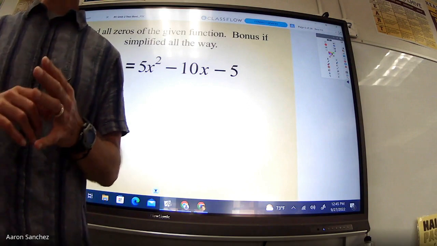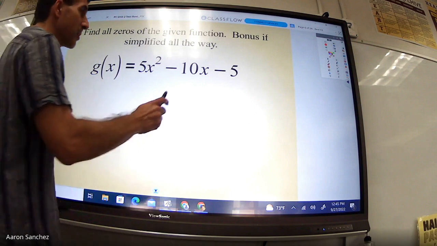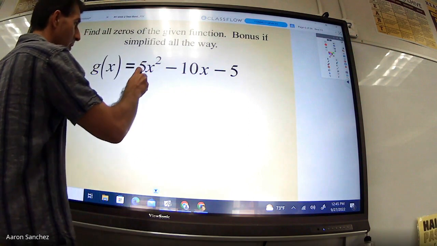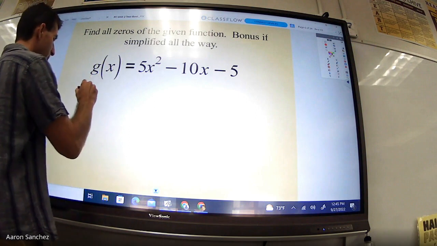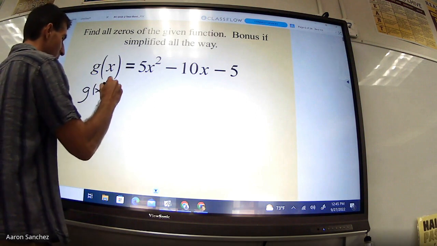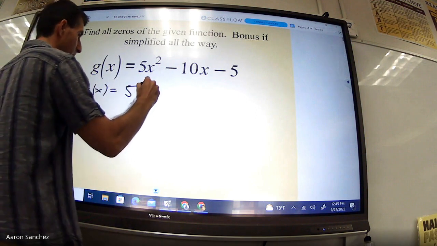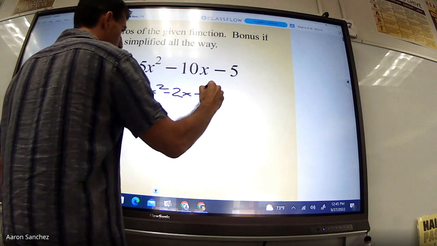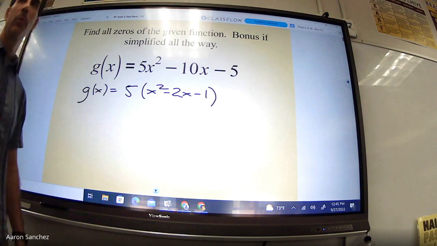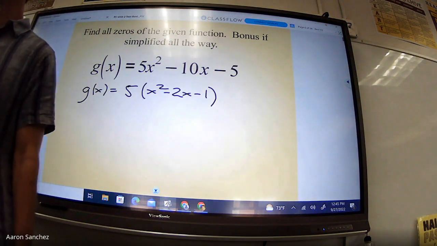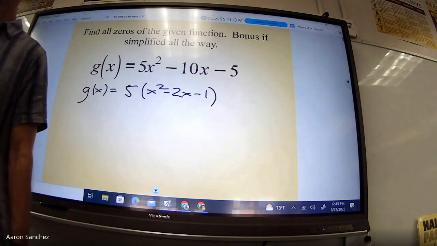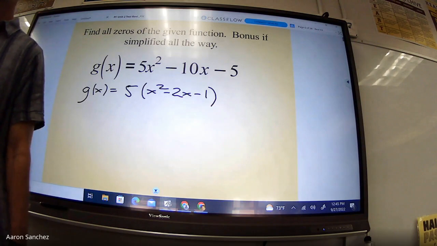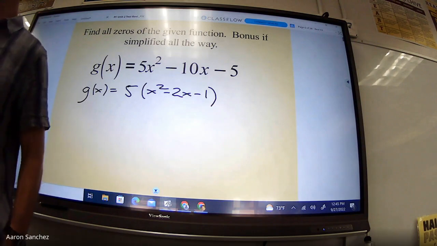Did anyone do this? Find the greatest common factor. Each of these are divisible by 5. So I'm going to say 5 times x squared minus 2x minus 1. Raise your hand if you understand what I did there. Okay, talk about it in your groups and say, what the heck did he just do there if you don't know? Go.